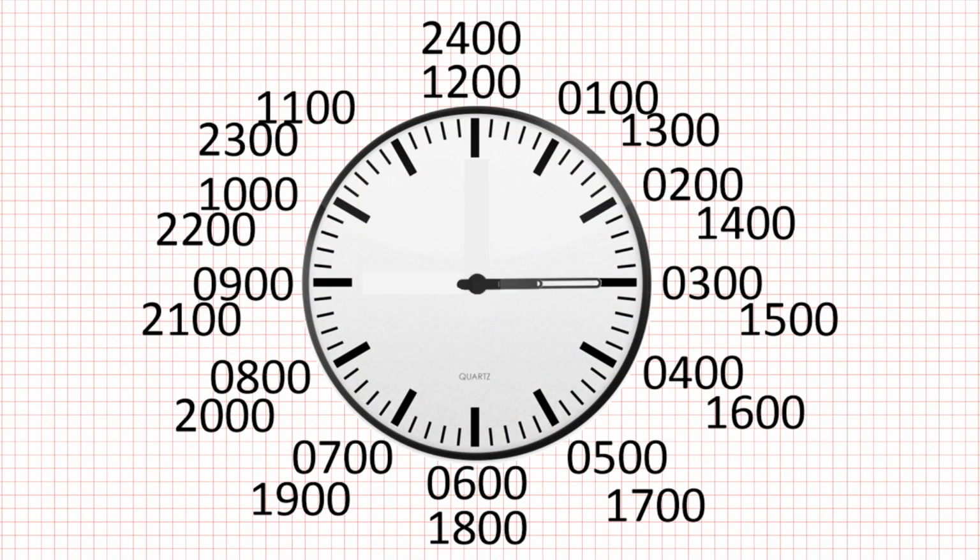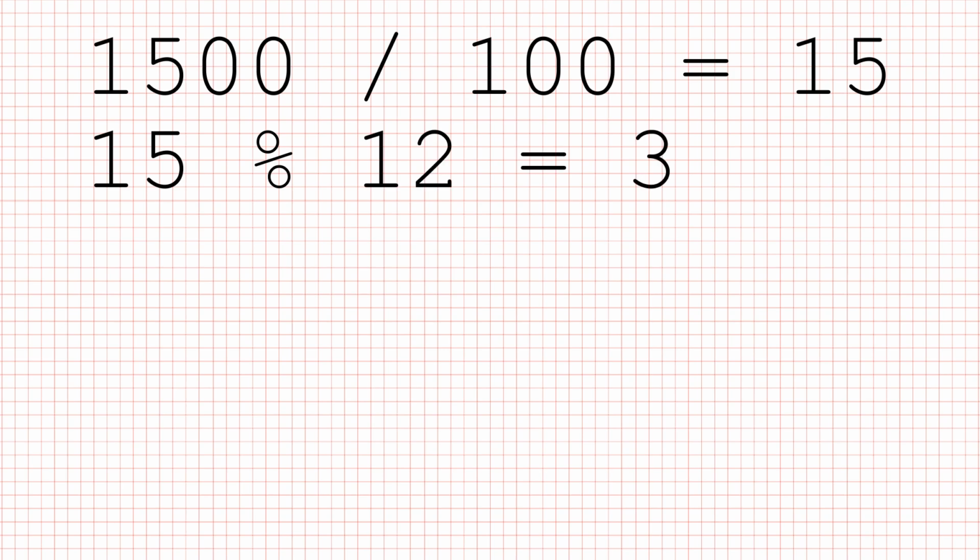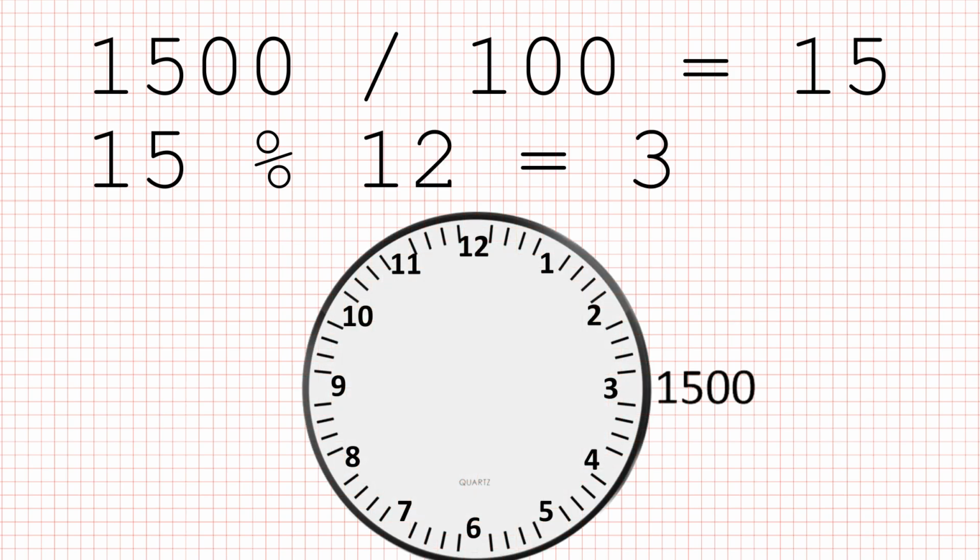Suppose we want to know what time 1500 hours military time is on a civilian 12-hour clock. The hours of a 12-hour clock repeat 12, 1, 2, 3, 4, etc. through 11, and then again 12, 1, 2, 3, 4, etc. through 11. We can mod our military hours divided by 100, 15, by 12 giving us 3. 1500 military time is 3 o'clock, 3 p.m. 0300 military time is also 3 o'clock, 3 a.m.